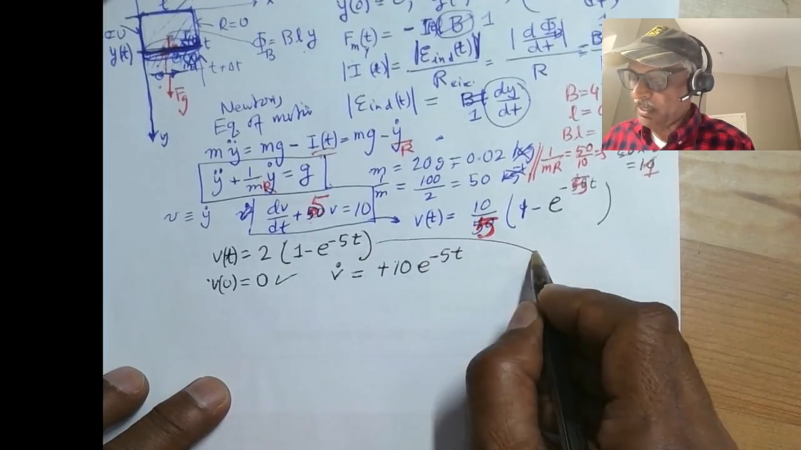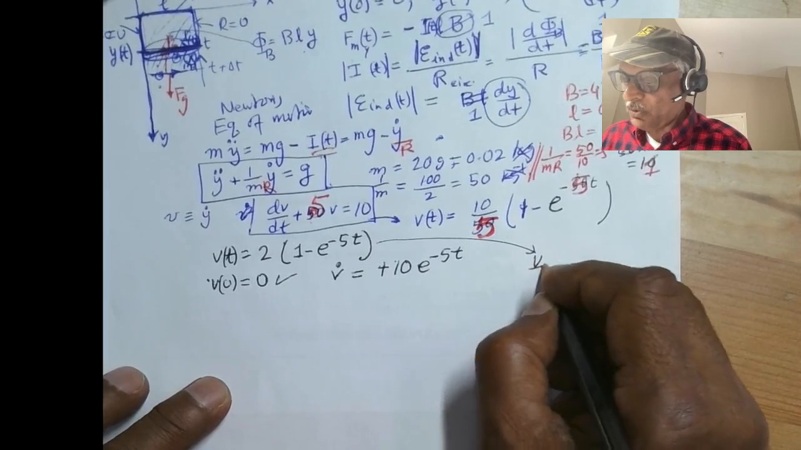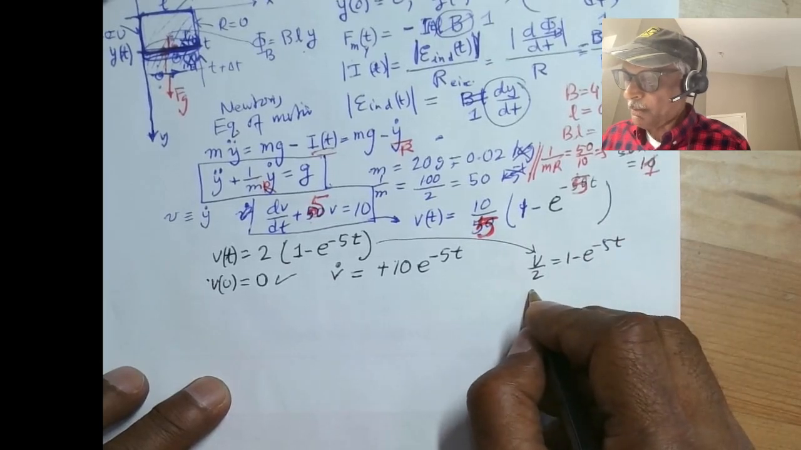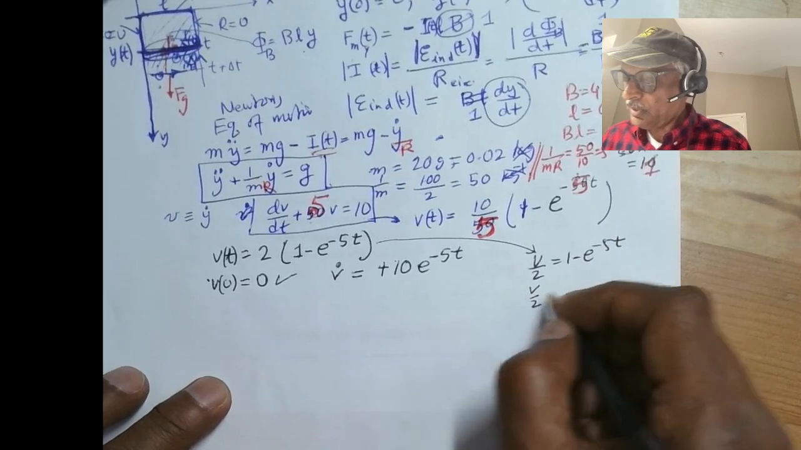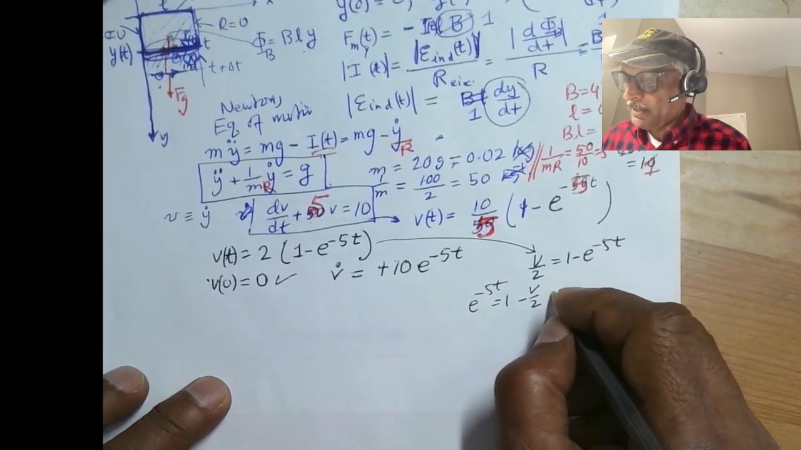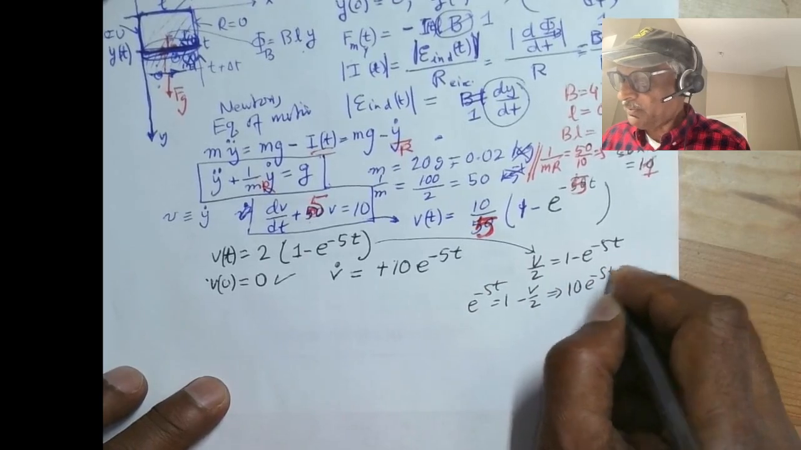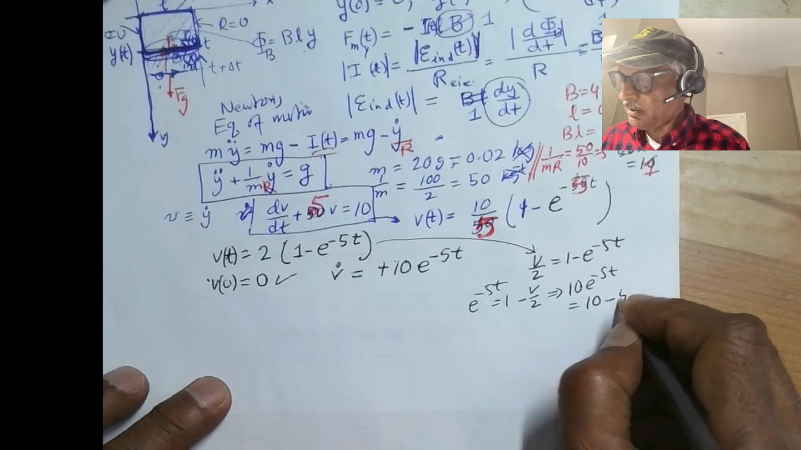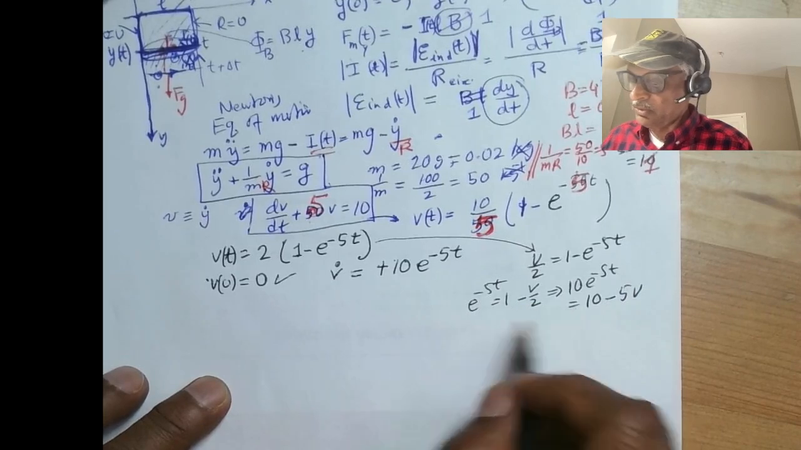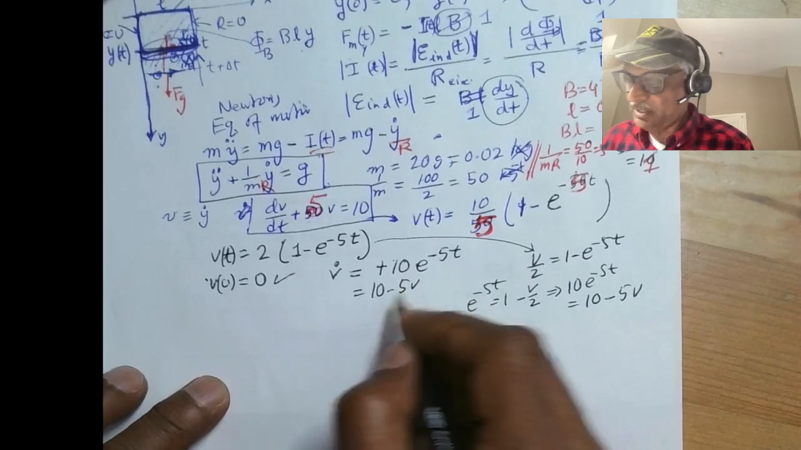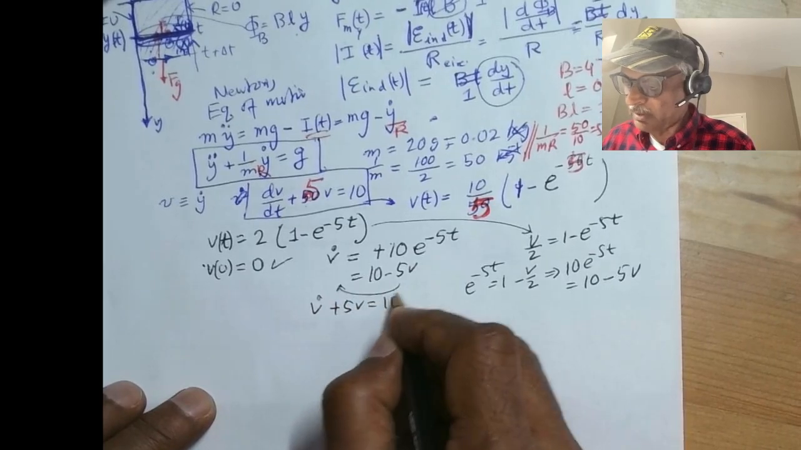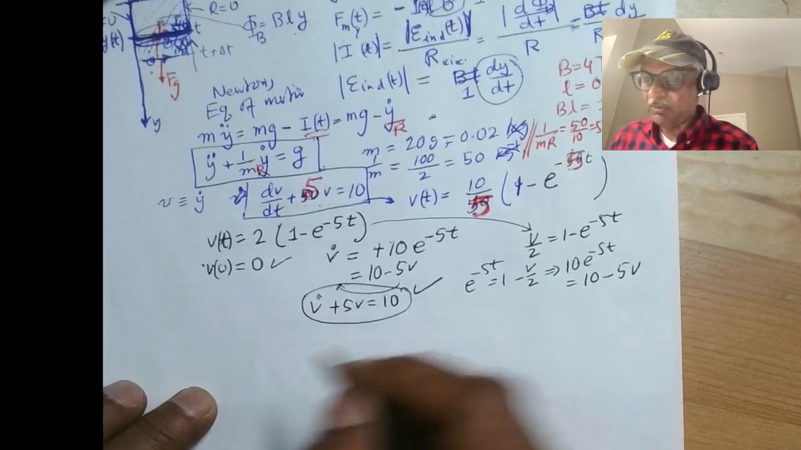If you look at over here, v over 2 equals 1 minus e to the minus 5t. So 1 minus v over 2 is e to the minus 5t. So 10 e to the minus 5t is equal to 10 minus 5v. So multiply by 10, this is equal to 10 minus 5v. Bring 5v up here, so v dot plus 5v equals 10. And that's the equation. So everything is consistent.